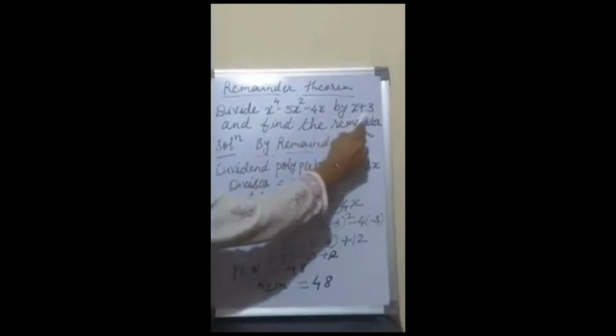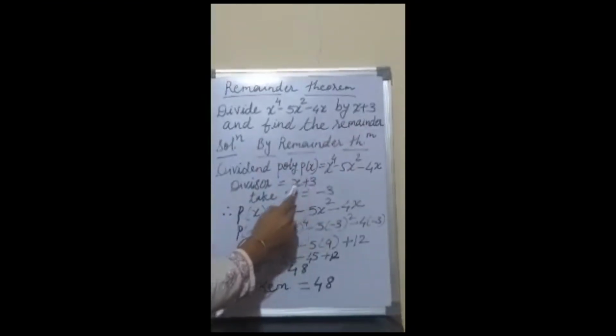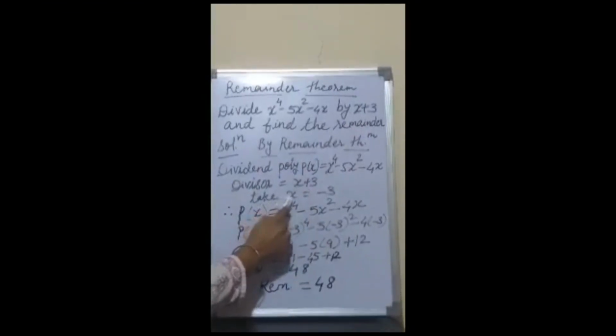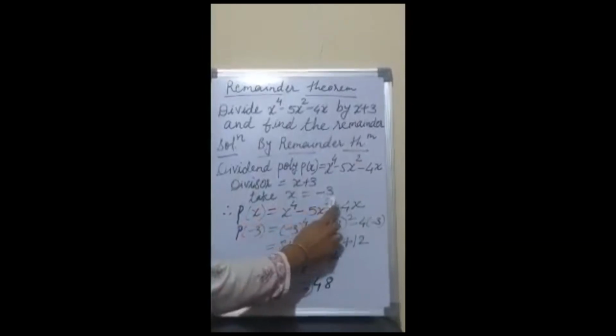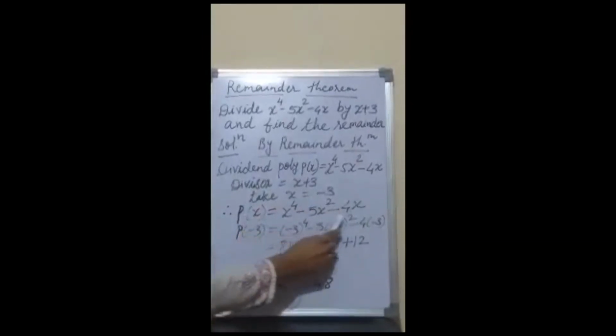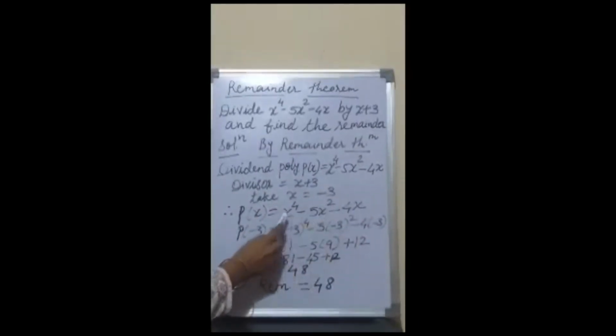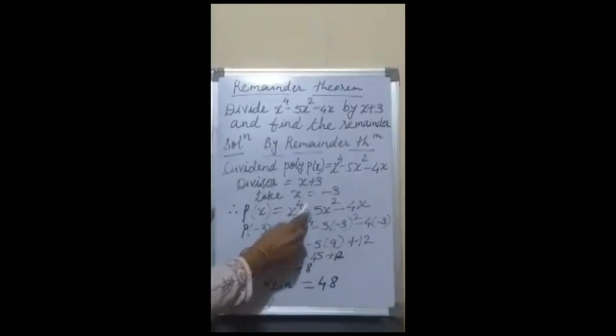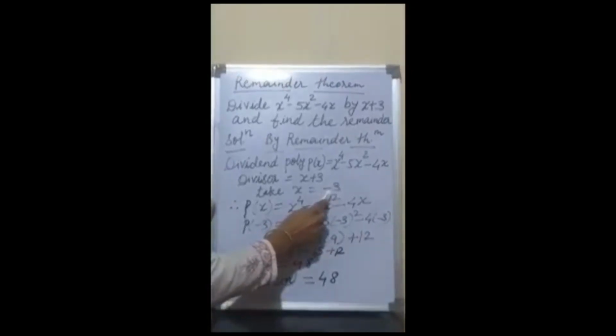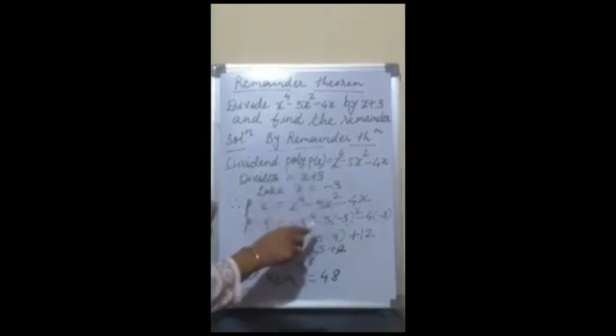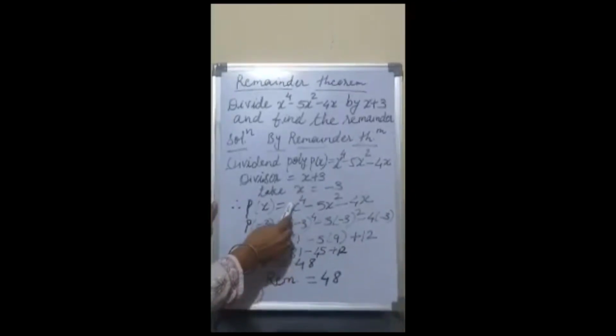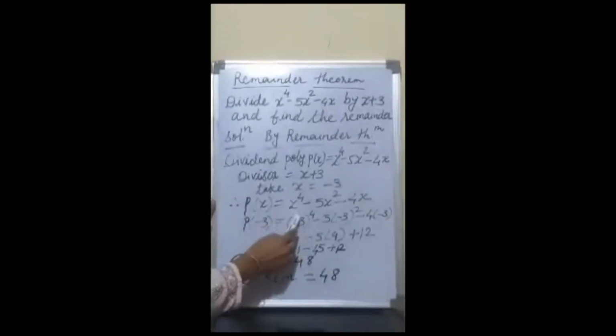As your divisor here is x plus 3, we have to take its opposite. So take x equal to minus 3. Now write down the given polynomial, which is your dividend. In place of the variable, you have to put minus 3, as we are putting in a value in the polynomial. So you have to take brackets while putting the variable's value.